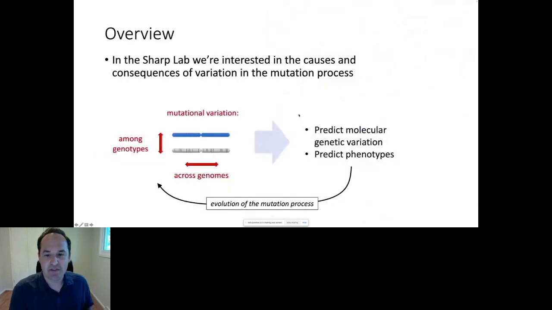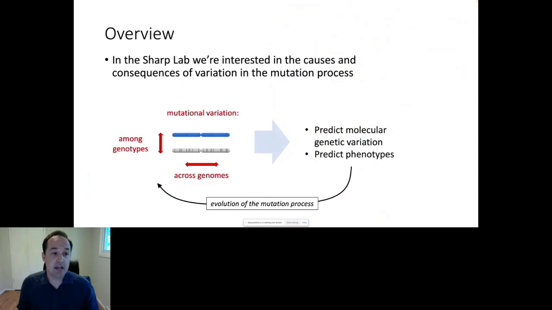So my lab is at the University of Wisconsin-Madison in the genetics department, and we're a relatively new group. And I'll tell you a little bit about what we've been working on lately. So we're interested in the causes and consequences of variation in the mutation process.